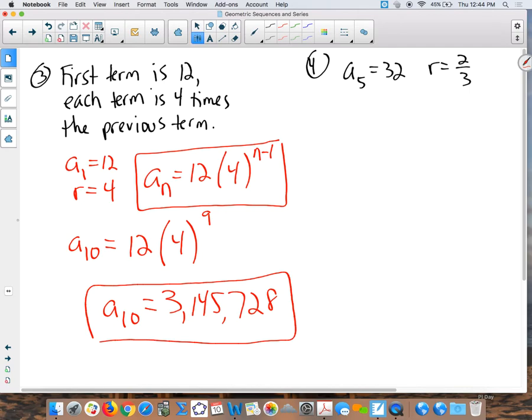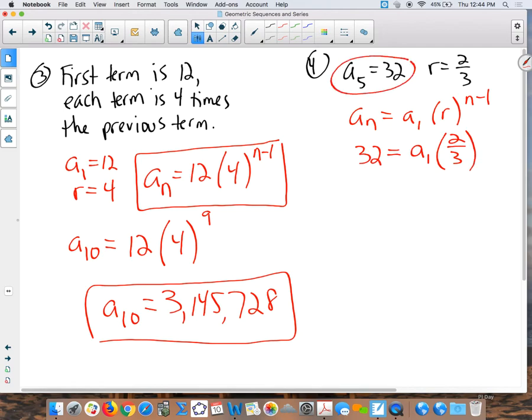Our next example, we're giving you a sub 5 and r. So in order to write our equation for the nth term, we have to find a sub 1. So if we use our equation or our rule here, let's fill in what we know. a sub n is 32. I don't know a sub 1 this time. r is 2/3. And n, because I'm using a sub 5, is going to be 5. So this would be to the 4th power.